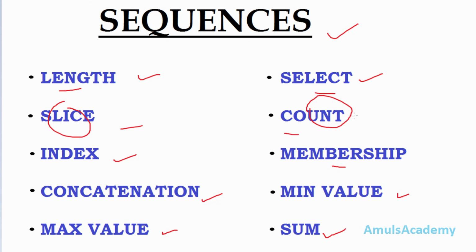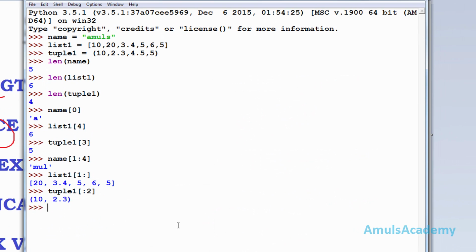And fourth is the count operation. That is, if you want to count the number of times an element is present in the list or string, you can use count. That is name dot count. Within this, you need to mention which character you want to check. I'll mention M. It is present only one time. In AMULS, M is present only once, so the count of M is 1. If you check for list 1 dot count, and here I'll check for 5 because 5 is present 2 times here, and we can see the count as 2. This is about the count.